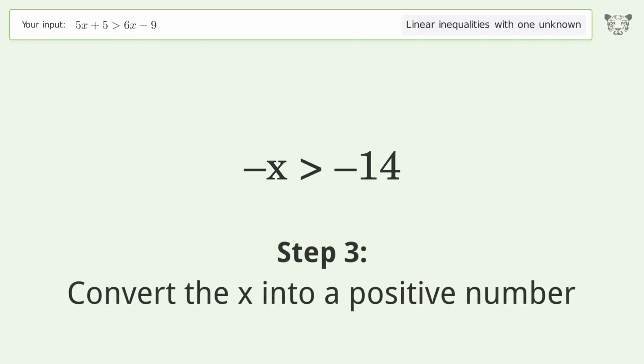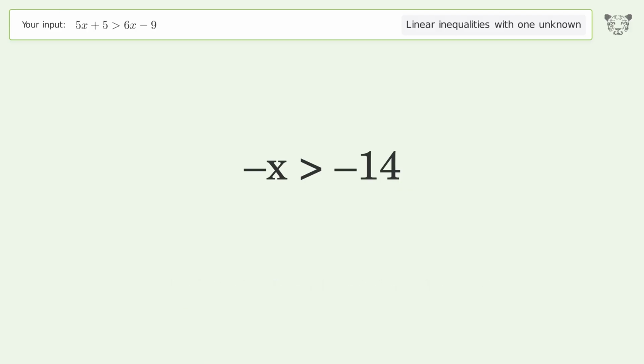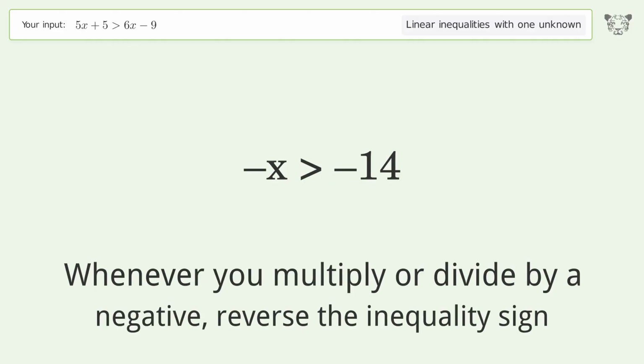Convert the x into a positive number. Multiply both sides by -1. Whenever you multiply or divide by a negative, reverse the inequality sign.